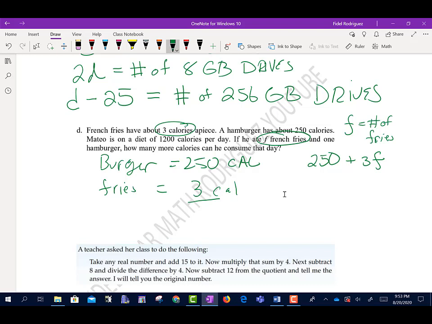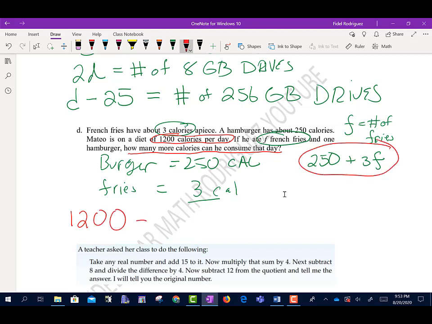Okay. The question, though, is telling me how many calories can he still consume? How many more calories can he consume in that day? Meaning, how many calories would be left? So remember, he's on this diet, and Mateo is restricting himself to 1,200 calories. So let's take our 1,200, and we're going to subtract this whole thing right here. Since I'm going to subtract all of that, I'm going to put it in parentheses.